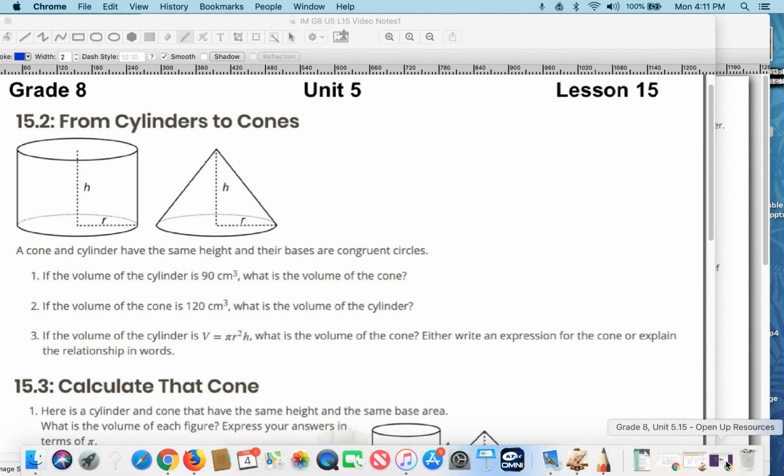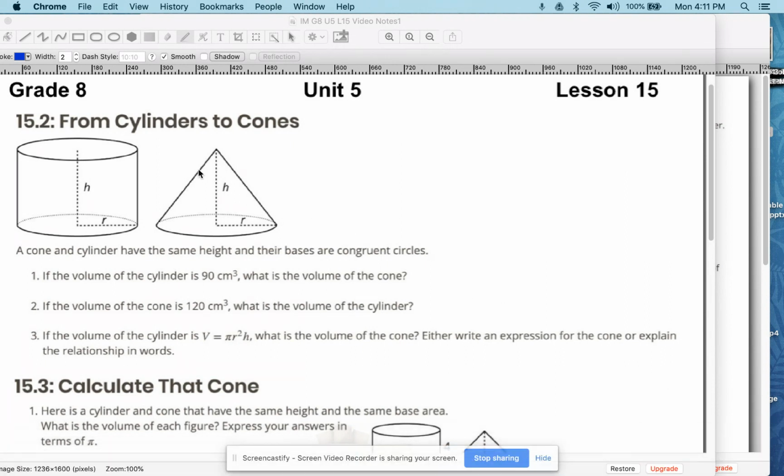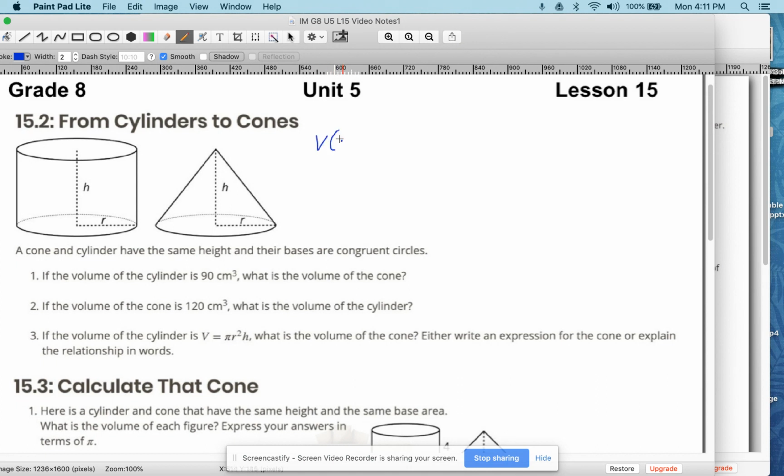The first thing I want to show you, though, is a video that's going to show you the relationship between finding the volume of cones, comparing that to finding the volume of cylinders. Because we already know how to find the volume of a cylinder. The volume of a cylinder is the area of the base, which is pi r squared, times the height. So now let's look at that video to show us how the volume of a cone with the same height and the same radius are related.